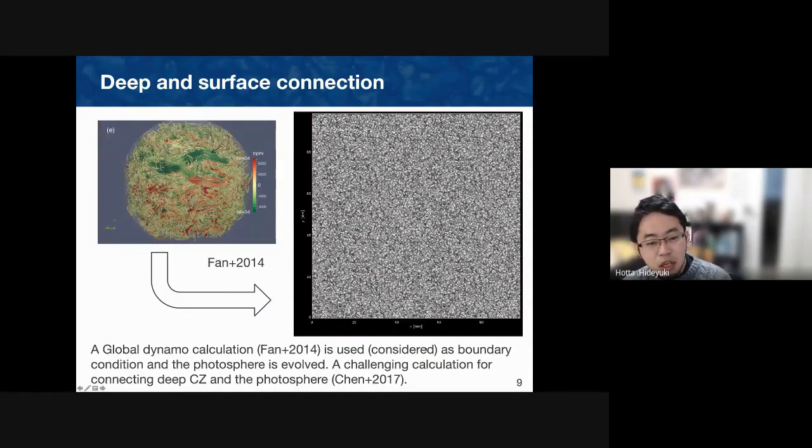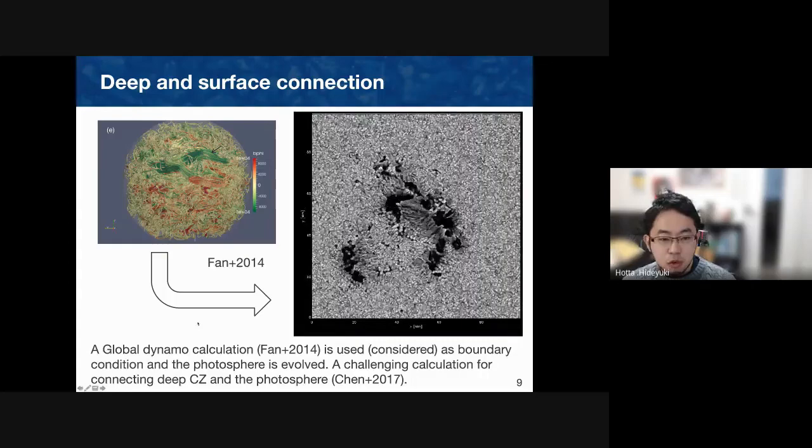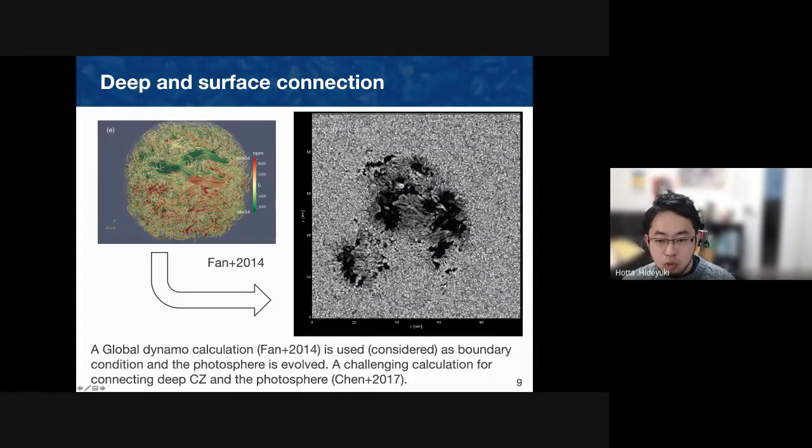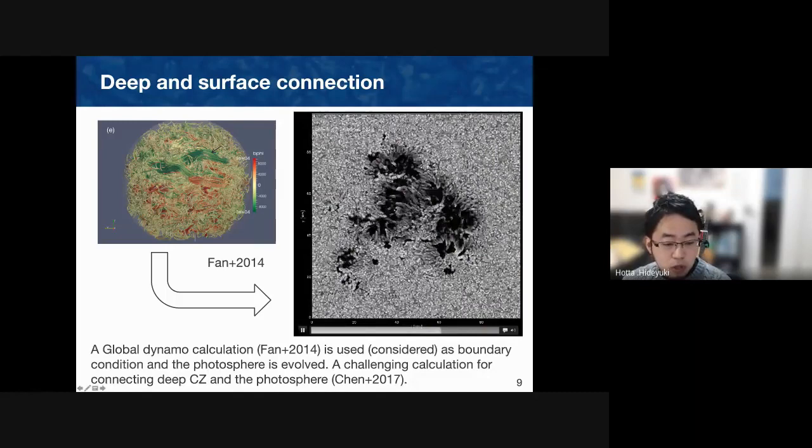This is, I think, the current state of the art of flux emergence simulation. So this is a very nice idea. They use a uniform fans dynamic calculation as a bottom boundary condition for the Murram calculation, and they reproduce the formation of sunspots. This is a very challenging calculation, for connecting the deep convection zone and the photosphere.